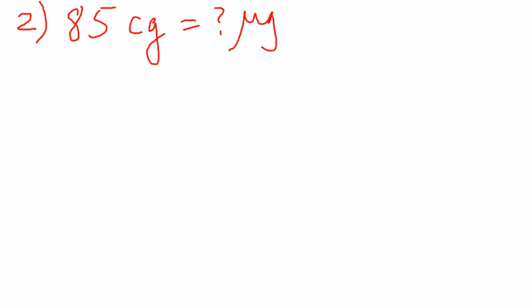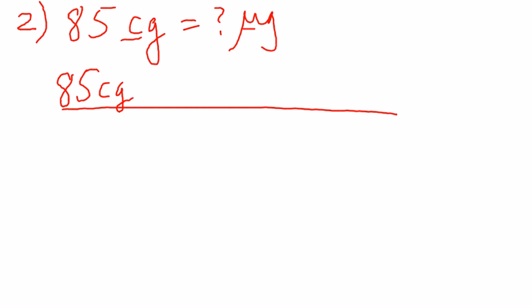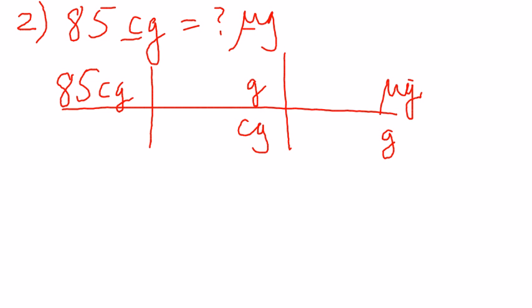Our second problem, 85 centigrams is equivalent to how many micrograms, is a double step conversion because we're converting from one metric prefix to another. If we write 85 centigrams first, we will convert the centigrams to grams, and then the grams to micrograms. Again, I always like to put my units in first, so that I can be sure that they're going in the right place and that they cancel following our diagonal rule.